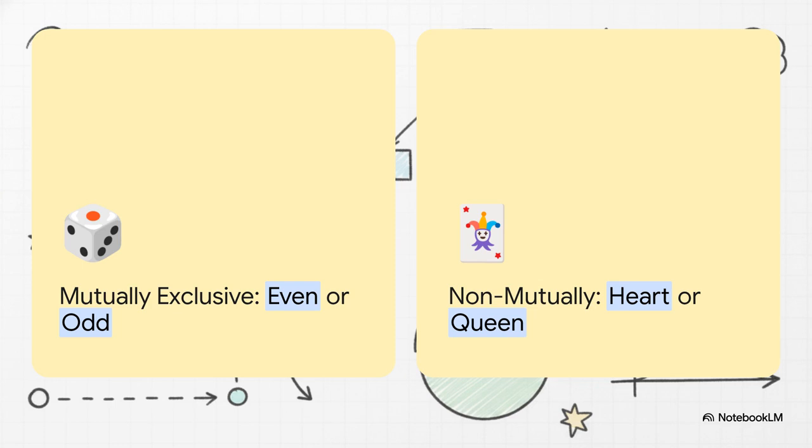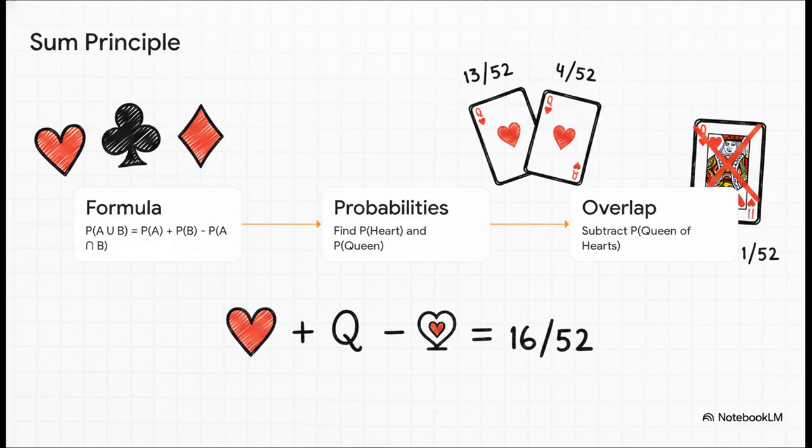But drawing a heart and drawing a queen from a deck of cards, those are non-mutually exclusive. Why? Well, because the Queen of Hearts exists. There is a distinct overlap. Let's see how this builds perfectly into our next big formula, the sum principle of probability. If you want to find the probability of drawing a heart or a queen, you use the formula. Probability of A plus probability of B minus the overlapping probability of A and B.